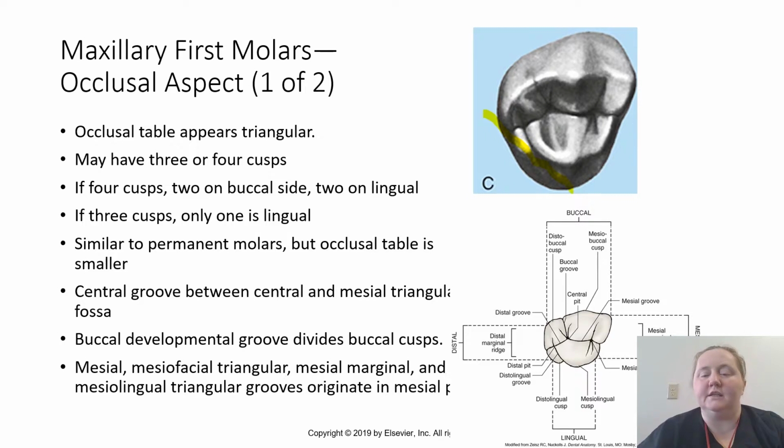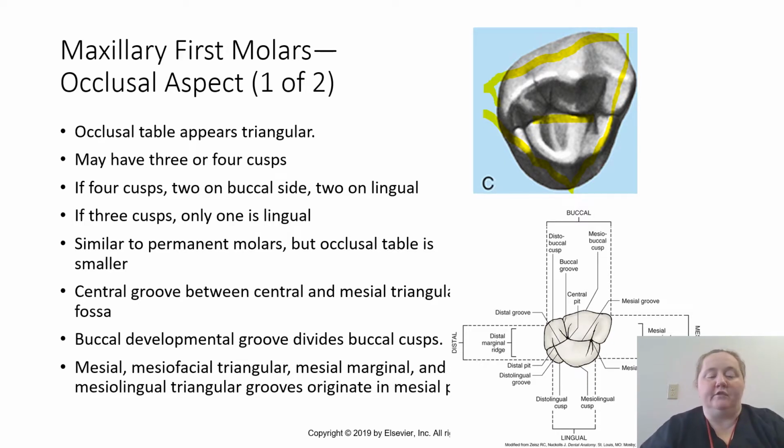All right, our occlusal aspect, the occlusal table appears triangular. You can kind of see that triangle, right? So it may only have 3 cusps, but it could have 4. If there are 4 cusps, there's going to be 2 on the buccal and 2 on the lingual. If there's 3, you're going to have 2 on the buccal, 1 on the lingual. Similar to permanent molars, but the occlusal table is much smaller. The central groove is between the central and mesial triangular fossa.